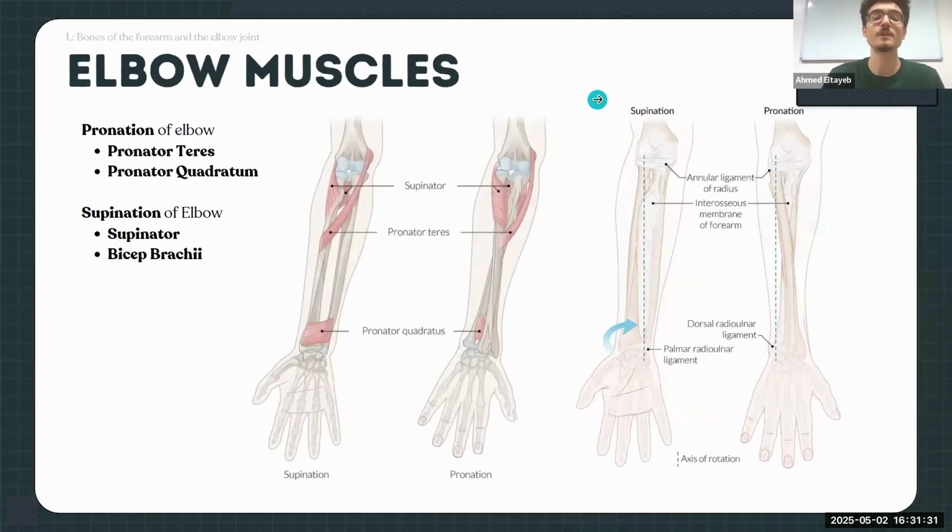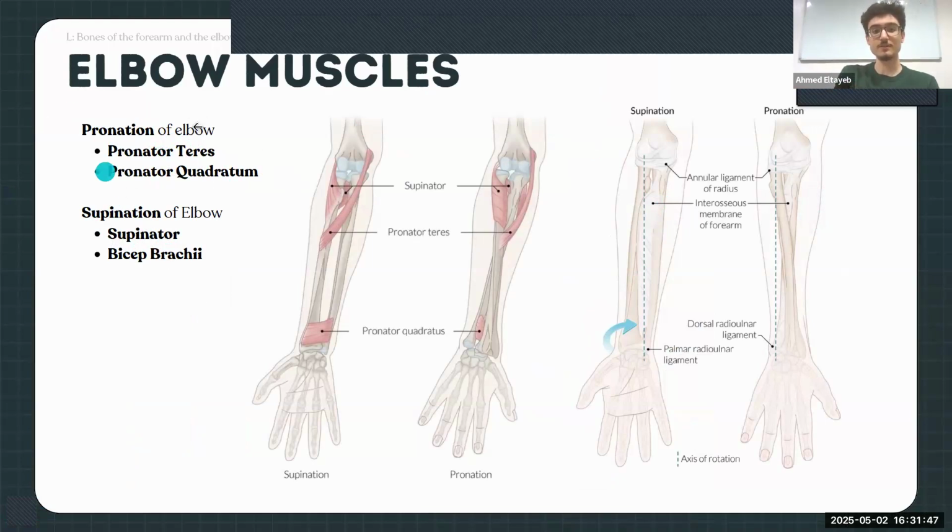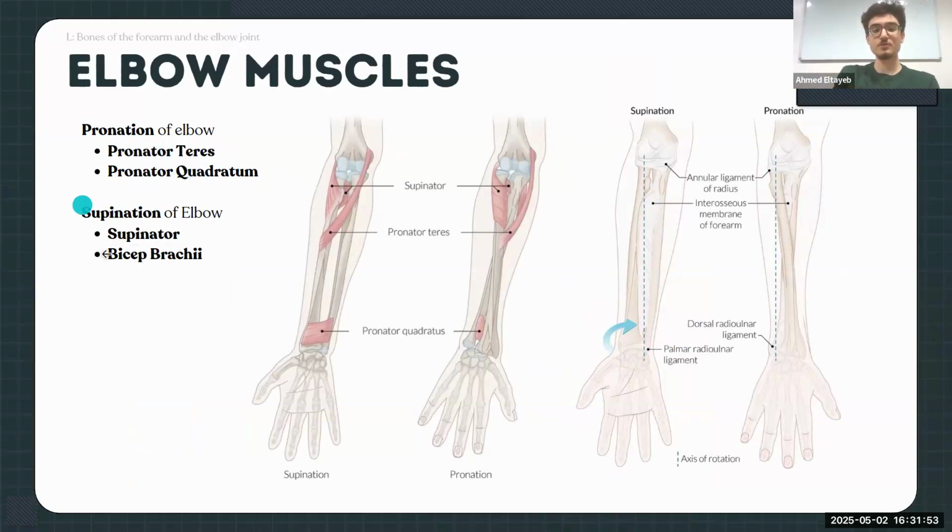When we talk about the elbow, what makes it a complex hinge is mainly the pronation and supination aspect. So we have these muscles responsible for the pronation, which is basically moving from this to this, right? And these muscles are your pronator teres and pronator quadratus. And then when you want to supinate, it's going to be the supinator muscle and the biceps brachii muscle. And I'm pretty sure Ahmed also discussed this.